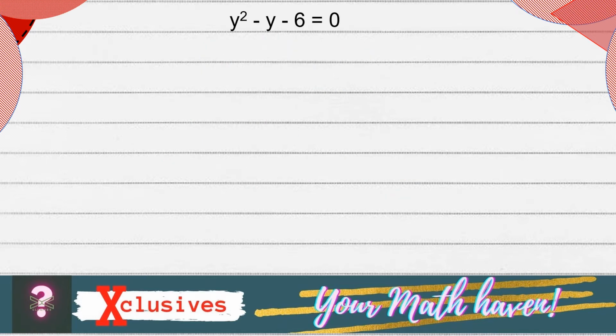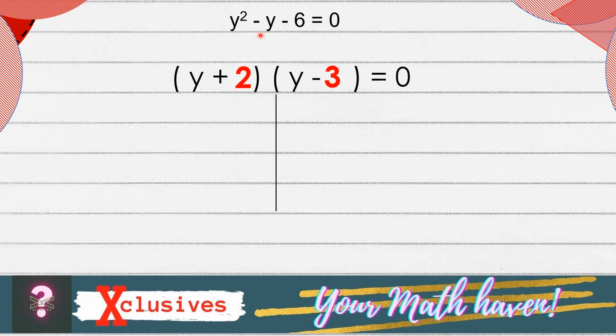Now, let us solve for the roots of y squared minus y minus 6 is equal to 0. We may use factoring in solving for its roots. And the pattern that we can use is (y plus)(y minus). Now let us think of two numbers that if we multiply, the result is negative 6, and if we add, the result is negative 1. And those two numbers are negative 3 and positive 2.